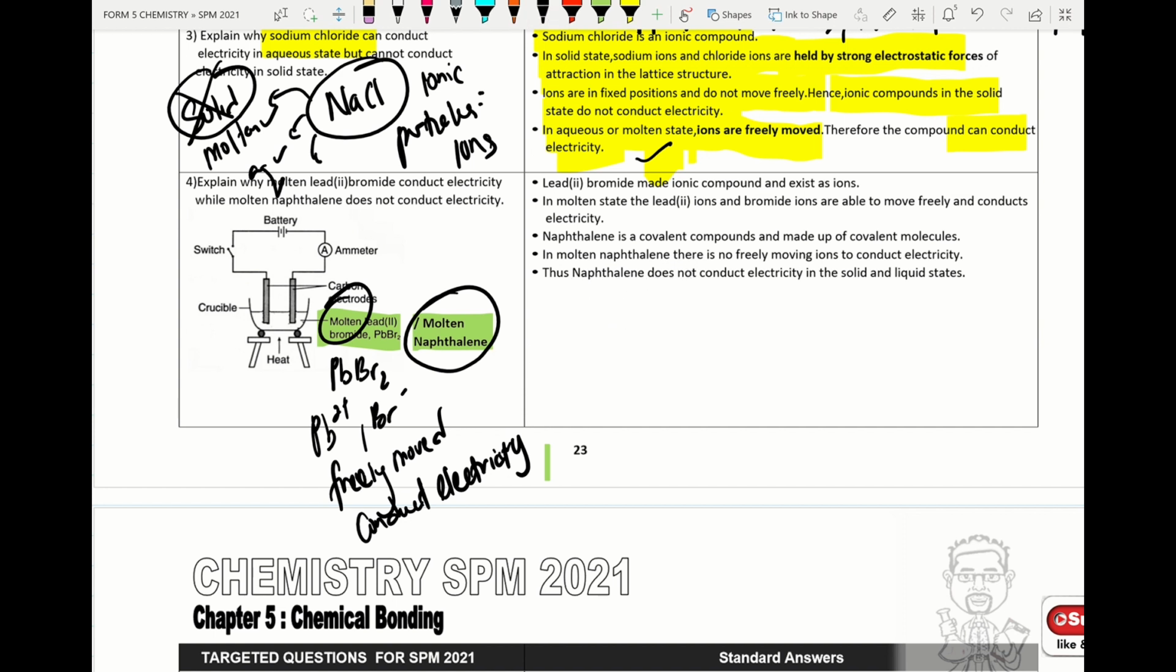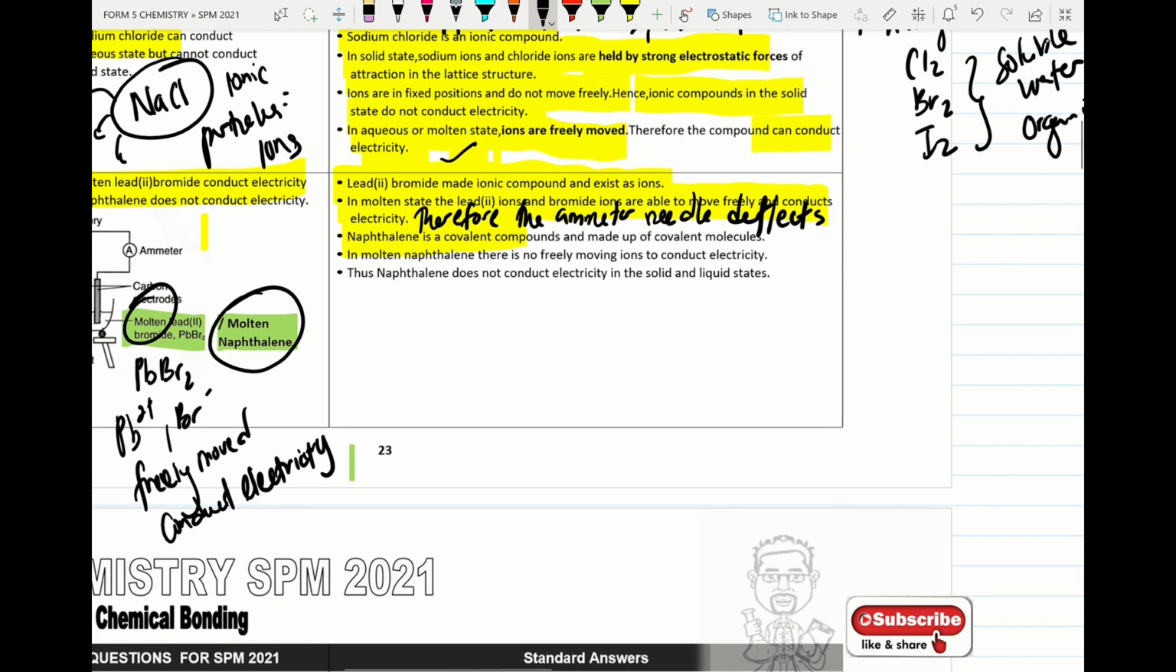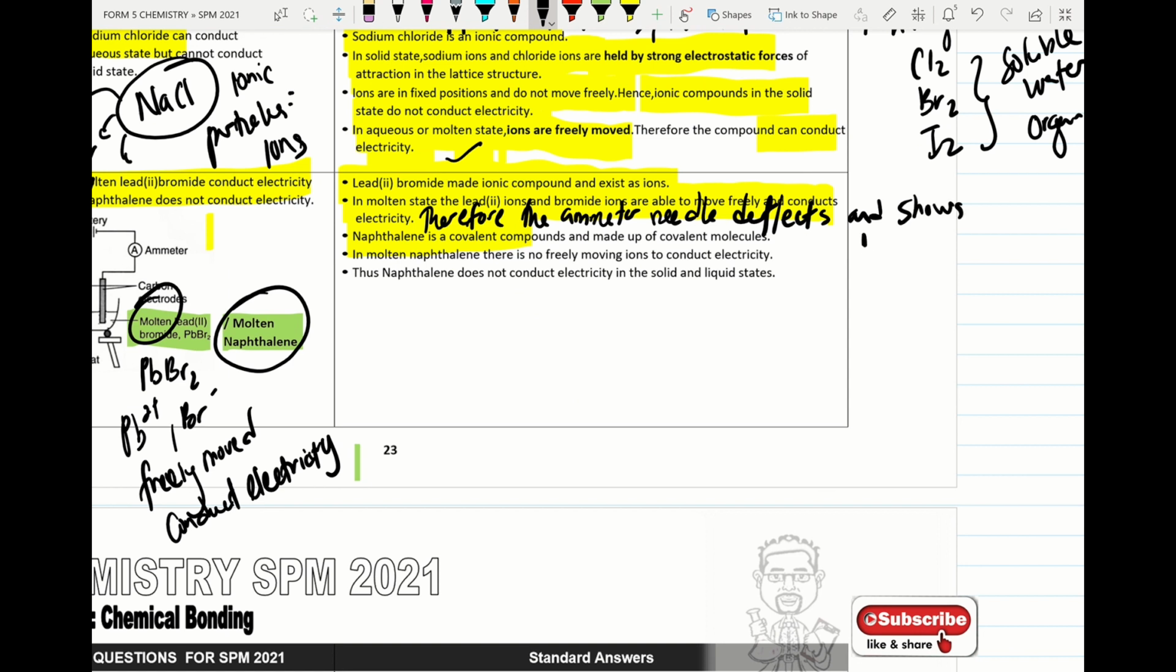So how to explain? We check the question. Explain why molten lead(II) bromide conducts electricity while molten naphthalene does not conduct electricity. Lead(II) bromide is made up of ionic compound and exists as ions. In molten state, the lead(II) ion and bromide ion are able to move freely and conduct electricity. Naphthalene. So we can put, therefore, the ammeter needle deflects and shows reading.